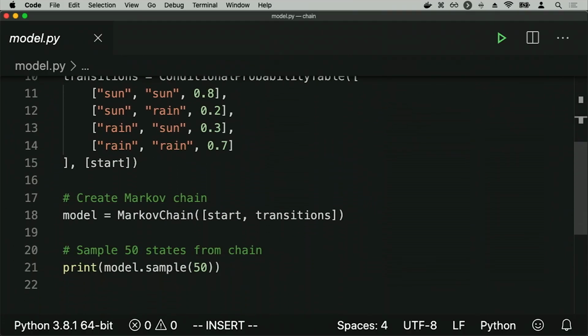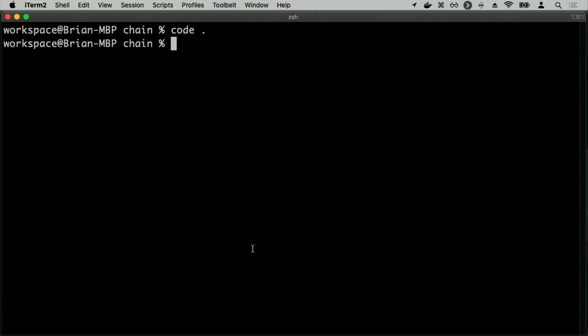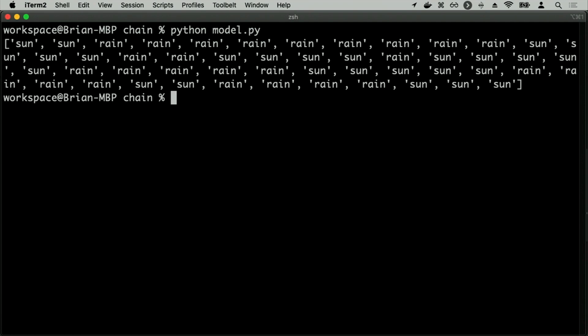But one thing I'll just do is sample from the Markov chain. It turns out there's a method built into this Markov chain library that allows me to sample 50 states from the chain, basically just simulating 50 instances of weather. So let me go ahead and run this, python model.py. And when I run it, it's going to sample from this Markov chain 50 states, 50 days' worth of weather that it's just going to randomly sample.